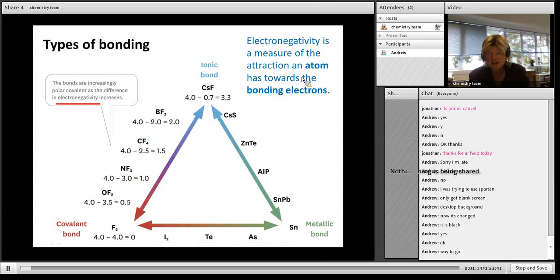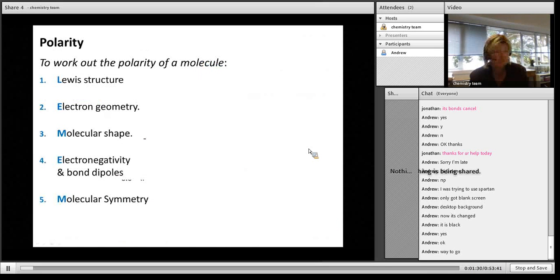And remember, it's a property of an atom or an element. It's not a property of a molecule. So just make sure you use that term correctly. Every year the examiners say something about students not using this term correctly.